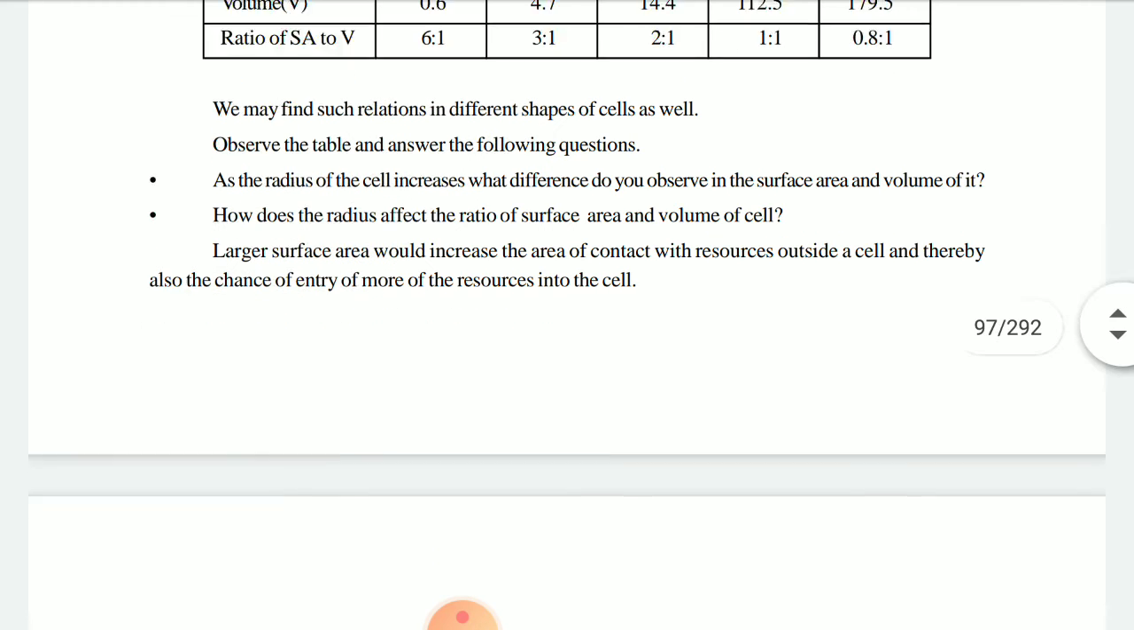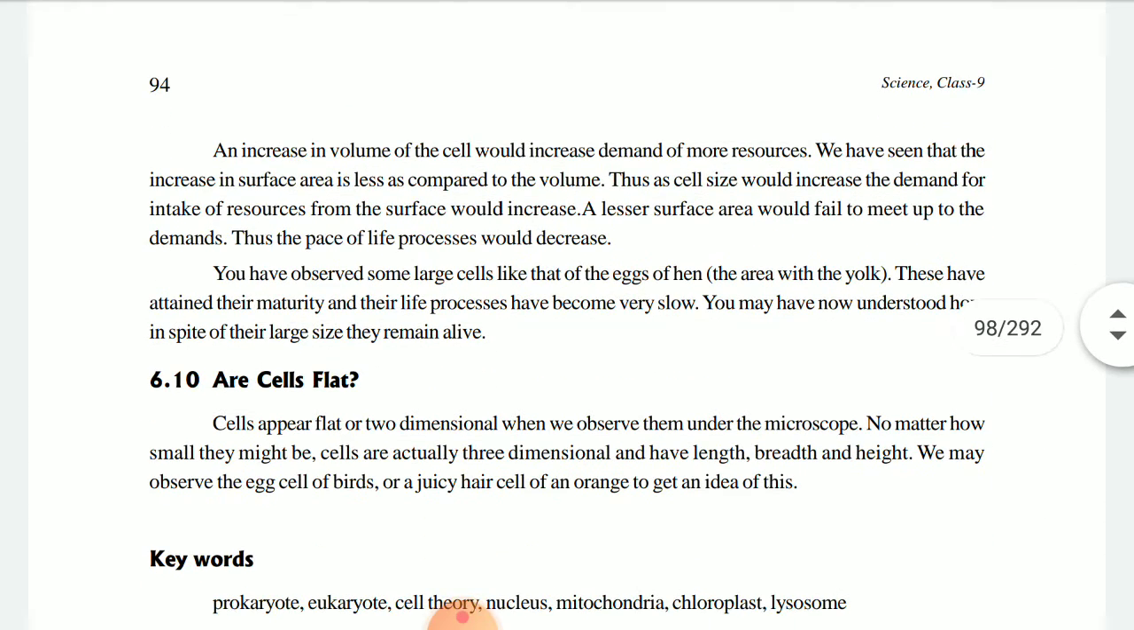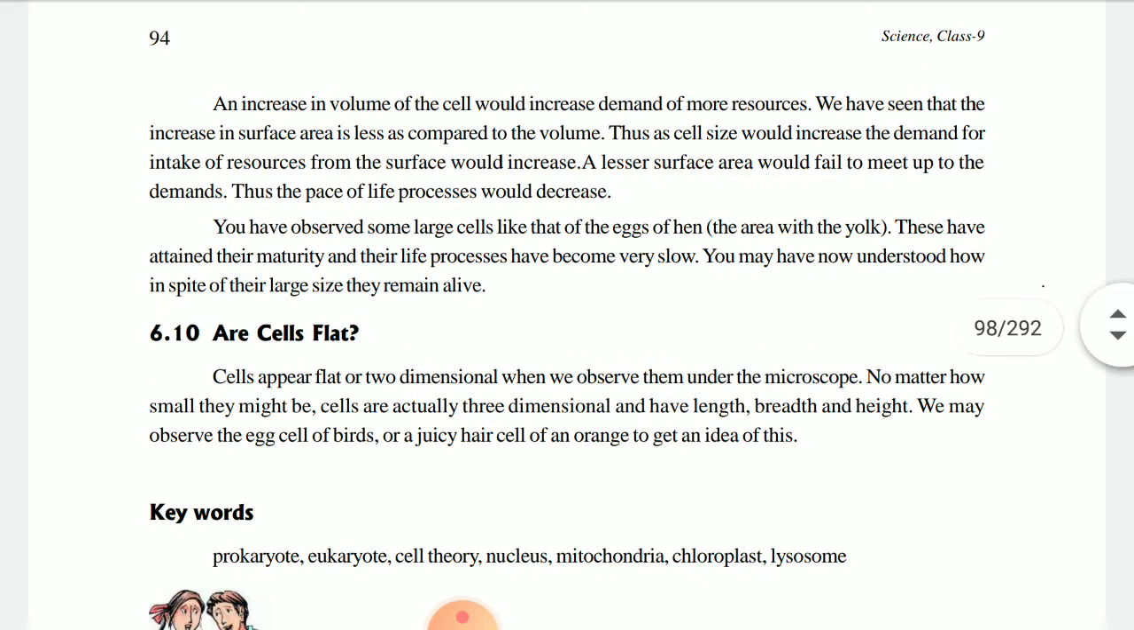A larger surface area will require more area for the transportation purpose. Okay children, with more increase in the volume, what will happen? It will increase more in number and this problem will occur. Thus, as the cell size increases, the demand for intake of resources from the sources increases. A lesser surface area would fail to meet the demands.